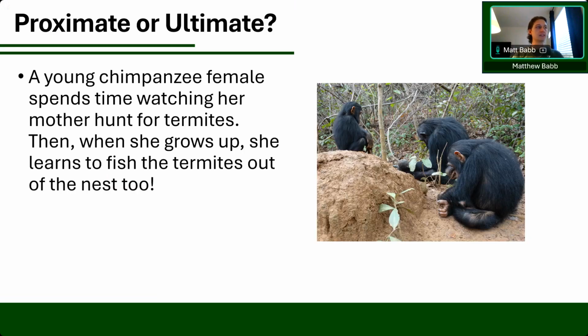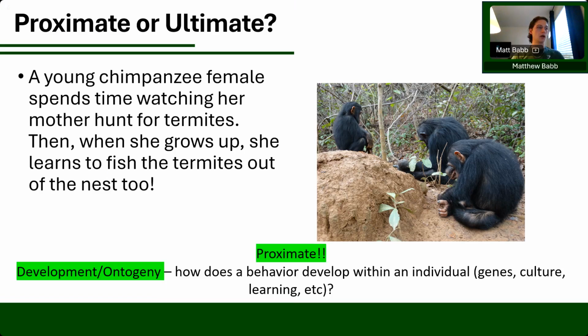So a young chimpanzee female spends time watching her mother hunt for termites. Then when she grows up, she learns to fish the termites out of the nest too. What kind of questions would we be asking about this scenario here? I'll give you just a couple seconds to think about it. If you want some more time, go ahead and pause the video. Awesome. Yeah, so these would be proximate questions. Specifically, it would be a development question, looking at how does a behavior develop within an individual over time, and in this example, specifically looking at learning.